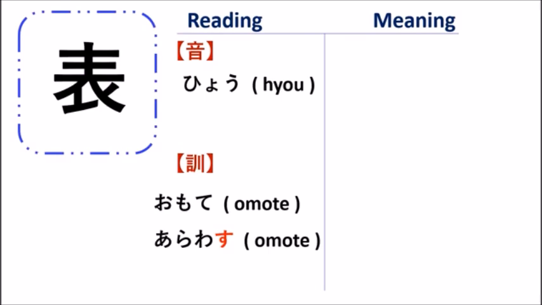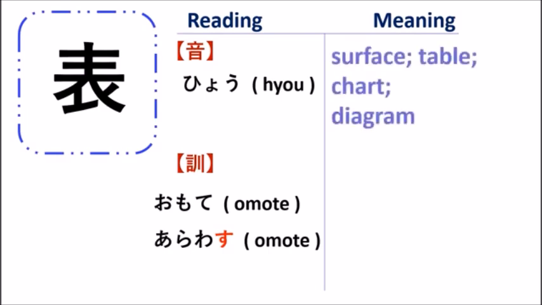Omote. This kanji has two kunyomi sounds. As you see here, omote or arawasu. And for the red hiragana, that means when you use it with the kanji, the su is still written with the kanji.